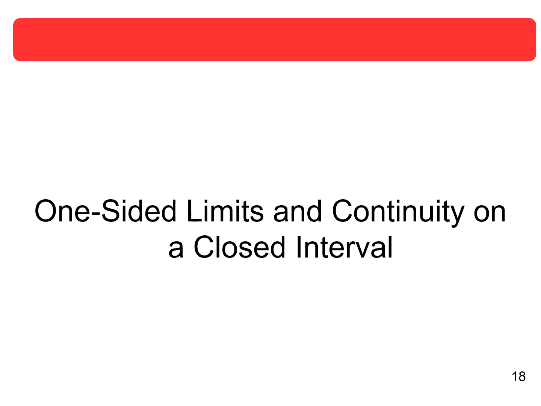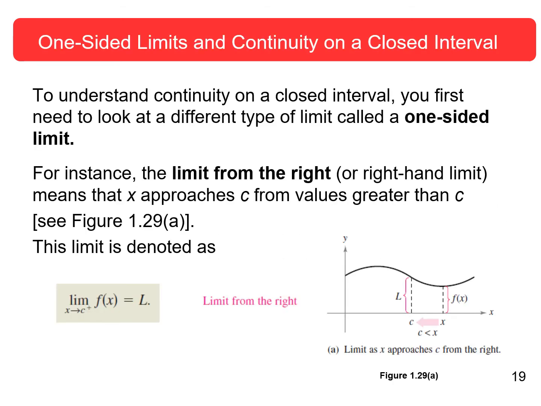Next, let's discuss one-sided limits and continuity on a closed interval. To understand continuity on a closed interval, you first need to look at a different type of limit called a one-sided limit. For instance, the limit from the right, or sometimes called the right-hand limit, means that x approaches c from the values greater than c. That means x approaches c from the right of c.